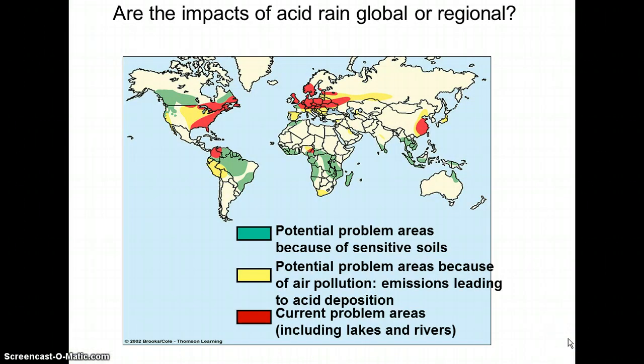Okay, our next topic is about regionality of acid rain. Is it regional or is it global? What you'll notice from this figure is that some of the areas aren't colored in, and that's because acid rain is regional. The green is areas that have sensitive soils, which makes them more likely to have issues in their soils from acid rain or acid deposition. The yellow areas have a lot of air pollution due to the industries in that area mostly, and other factors. And then the red are areas where, because of some of these issues, the lakes and the rivers are really at risk. And we're going to learn some of the reasons why.